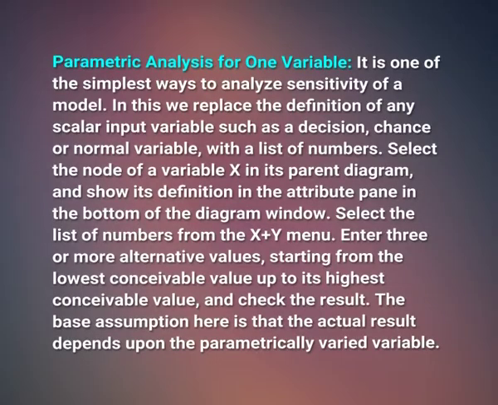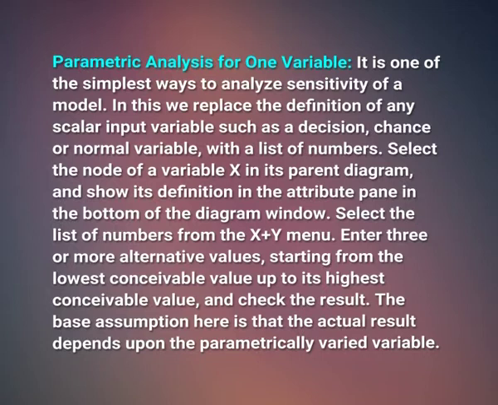The various methods are parametric analysis for one variable. It is one of the simplest ways to analyze the sensitivity of a model. In this, we replace the definition of any scalar input variable, such as a decision, chance or normal variable, with a list of numbers. Select the node of a variable x in its parent diagram and show its definition in the attribute pane in the bottom of the diagram window.